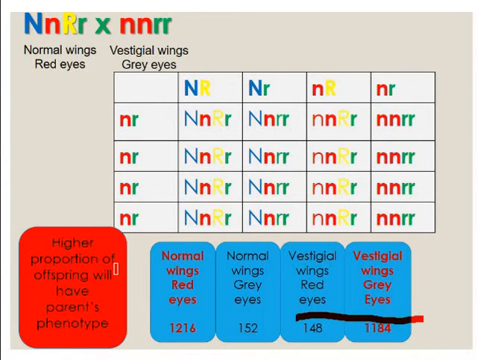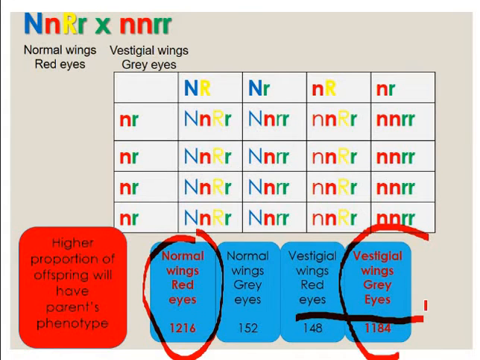A higher proportion of offspring will have the parents' phenotype. And we saw this. We had a parent with normal wings, red eyes, and there's a lot of offspring with that. And then we had a parent with vestigial wings and grey eyes. And again, we're seeing this here. Okay, so if your ratio is quite different from the expected ratio, you can essentially say that some of the genes must be linked. So in this case, the dominant N, big R must be linked together, and little n, little r must be linked together.